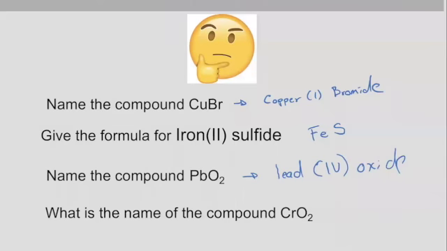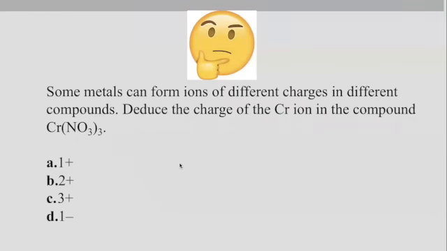The next one, it's going to be chromium 4 oxide. So another question for you to practice on your own. The answer for this is going to be C.